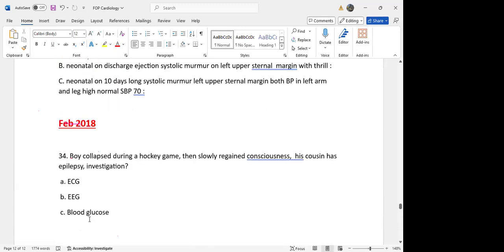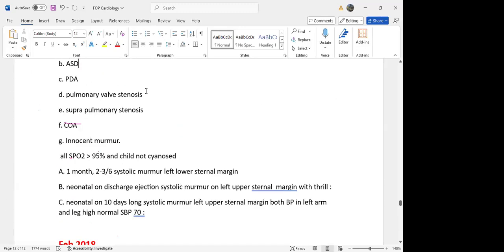So we have finished this file, FOP 5. Now we'll move towards the TAS file. If you have any query, you can ask.